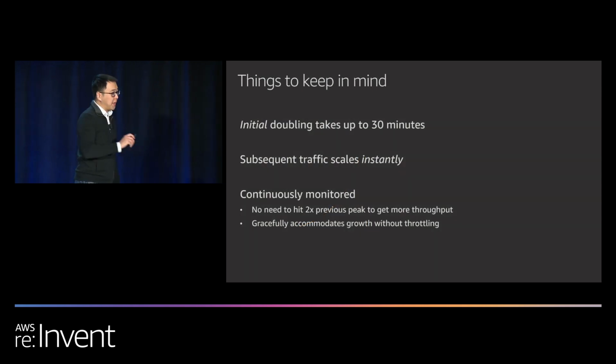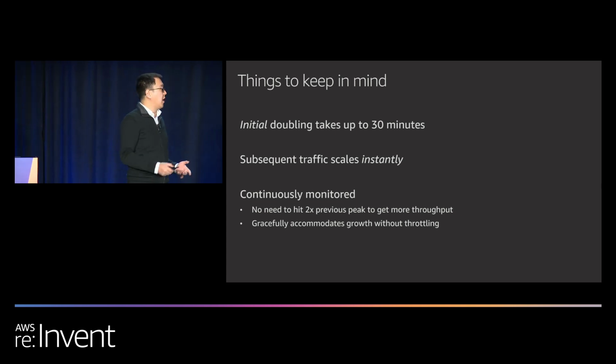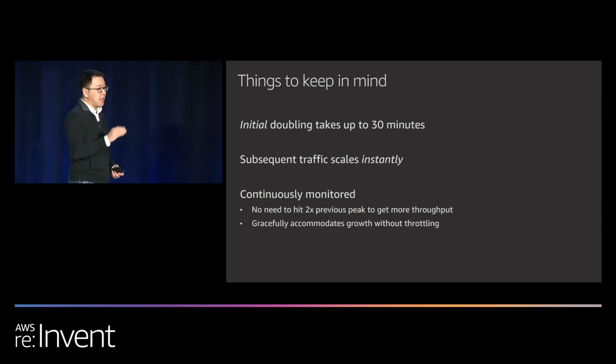So there are some things to keep in mind, though, when using on-demand mode. Initial doubling takes up to 30 minutes. So the very first time you're scaling up to a new level, be sure to allow your application 30 minutes to double. But this is only for the very first time you scale up. Any subsequent traffic scales instantly to up to twice your previous peak.